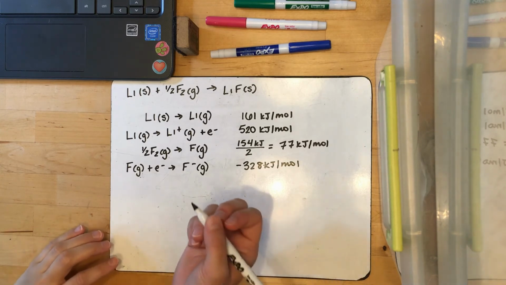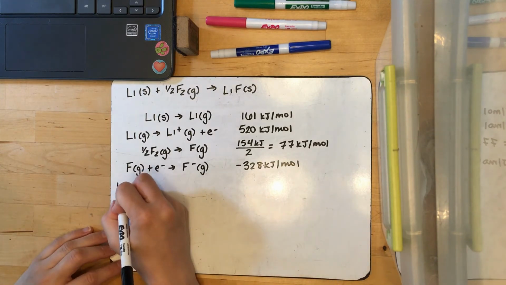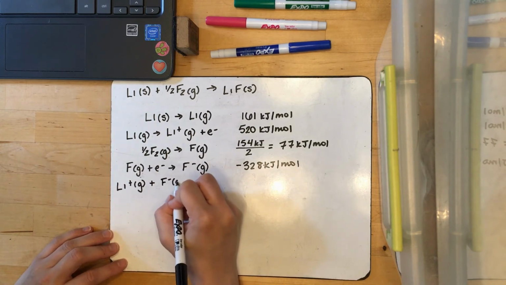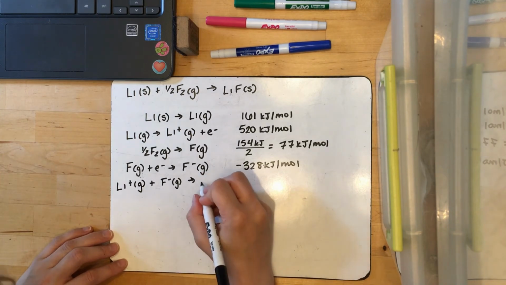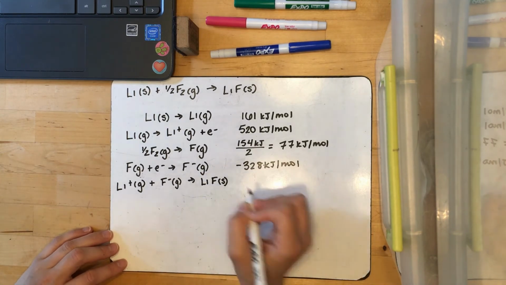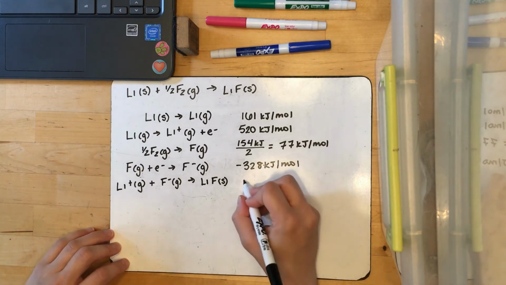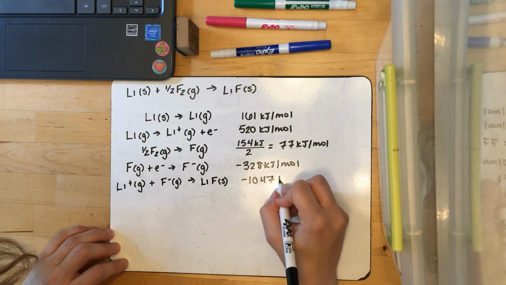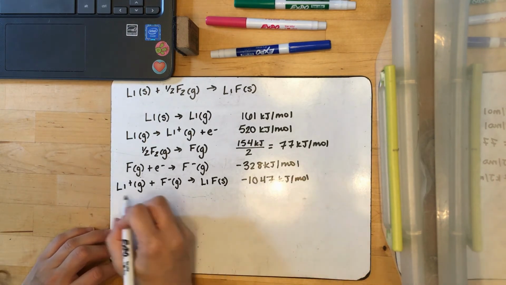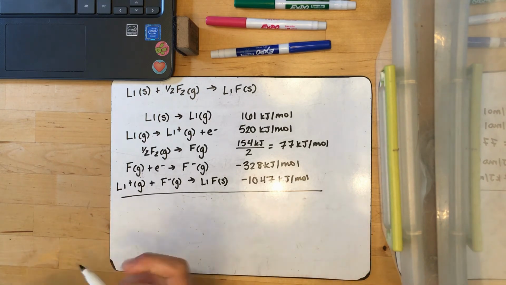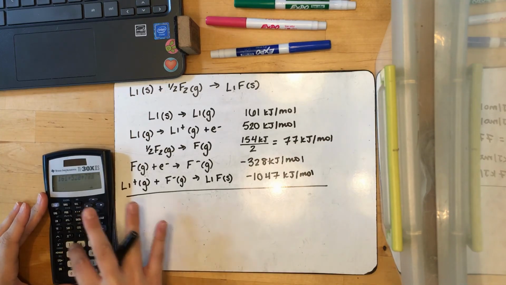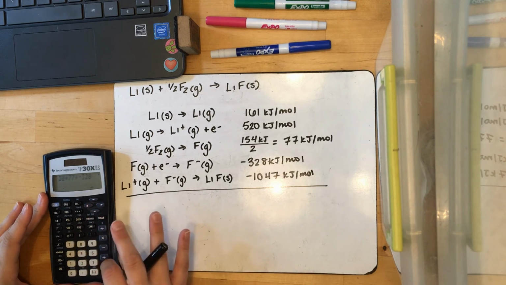And then lastly, we want to put it together. We have our lithium ion in the gaseous state combining with our fluorine ion in the gaseous state to make lithium fluoride in the solid state. That's our lattice energy, which is negative 1047 kilojoules per mole. Then to figure out the energy of this whole process, we just add these up. Make sure you pay attention to the positives and negatives.